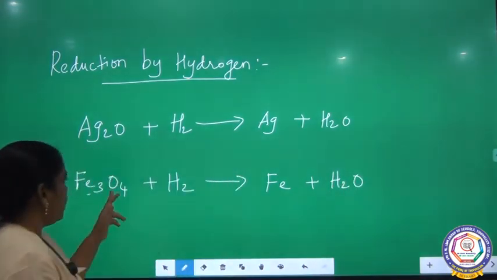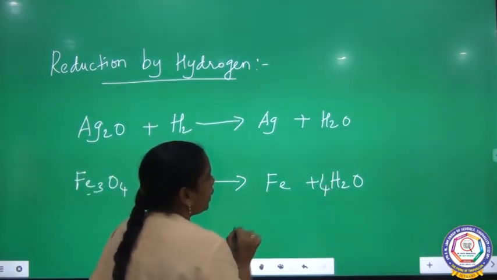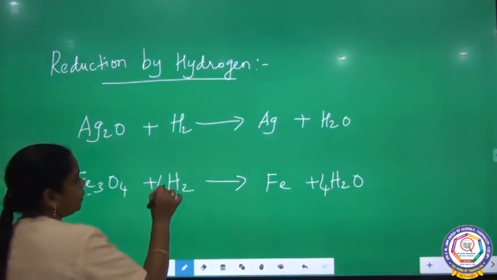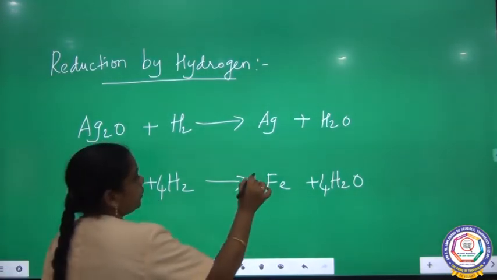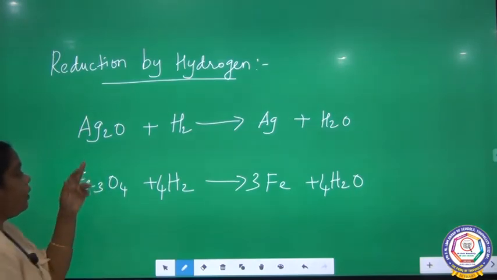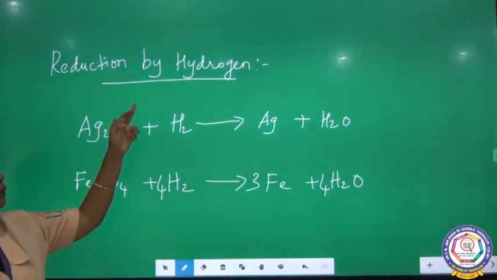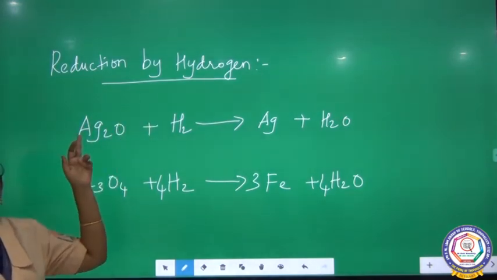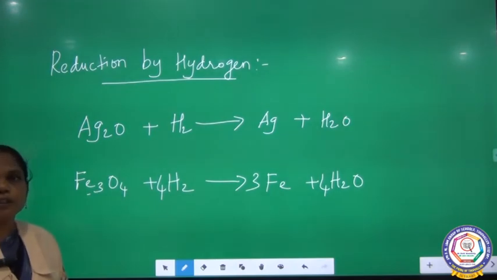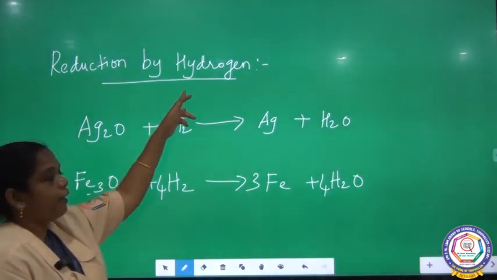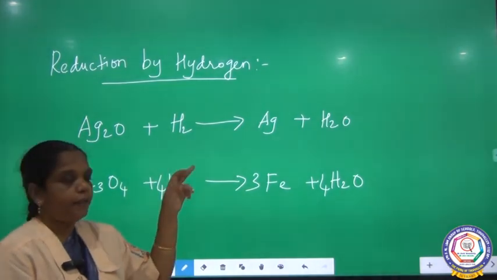So here how many oxygen? 4 oxygen. So if you put 4, hydrogen becomes 8 again. So you put 4 here and iron 3. So the silver and iron can be reduced by using hydrogen because silver and iron have less electropositive nature than hydrogen.